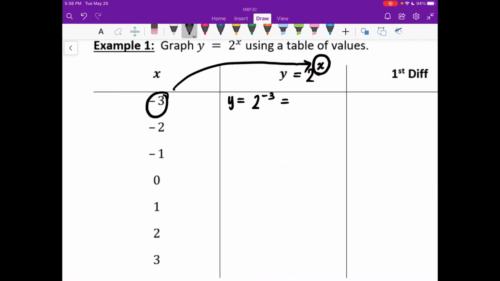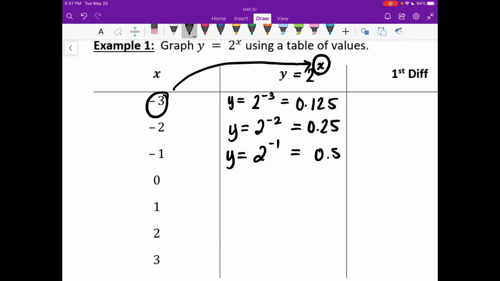I like to use 0.125 because I know I'm going to be graphing this eventually, and I don't like graphing fractions. I think it's easier to graph decimals. Then I have y equals 2 to the -2, which gives me 0.25, or 1/4, whichever way. 2 to the -1 gives me 0.5.